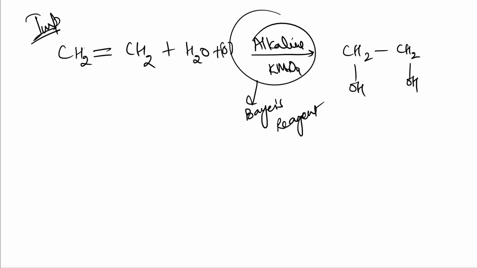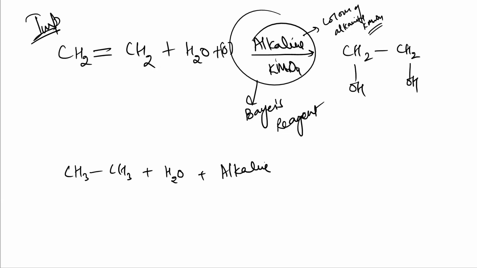Done. This is a test for this one. The alkaline KMnO4 color will disappear. So if you add Bayer's reagent or alkaline KMnO4 to unsaturated hydrocarbon, its color will disappear. If you add it to saturated hydrocarbons like CH3 single bond CH3 plus water, plus alkaline KMnO4, no color will change.